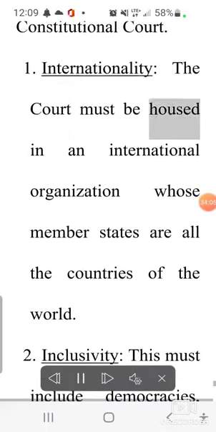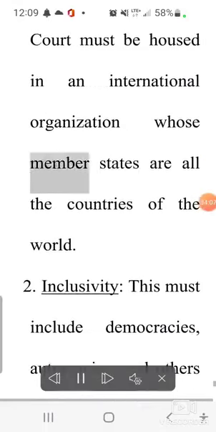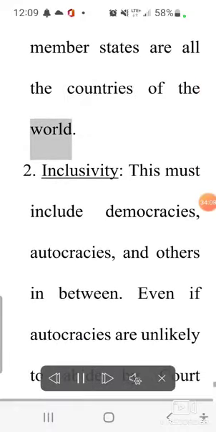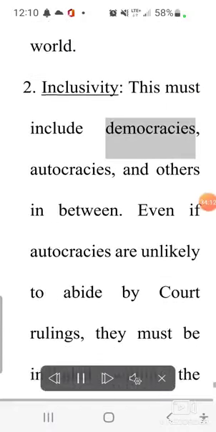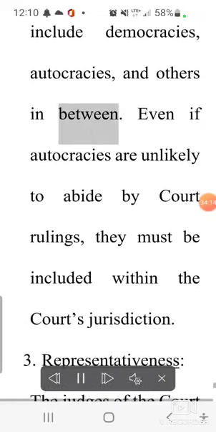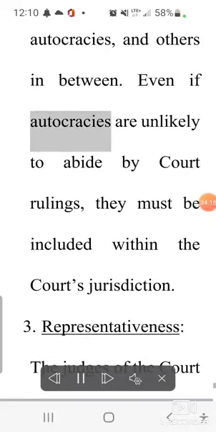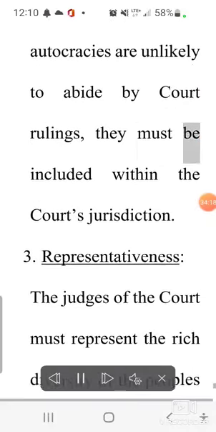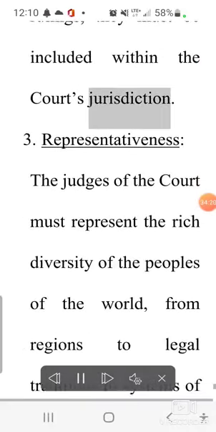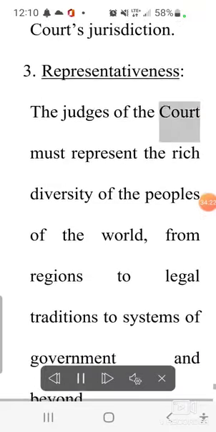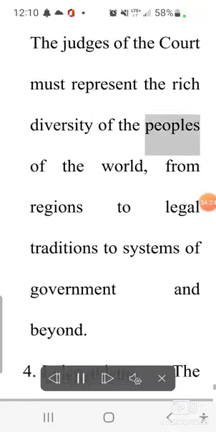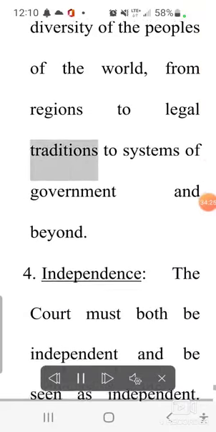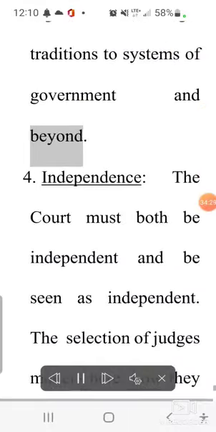Internationality: the court must be housed in an international organization whose member states are all the countries of the world. Inclusivity: this must include democracies, autocracies, and others in between. Even if autocracies are unlikely to abide by court rulings, they must be included within the court's jurisdiction. Representativeness: the judges of the court must represent the rich diversity of the peoples of the world, from regions to legal traditions to systems of government and beyond.